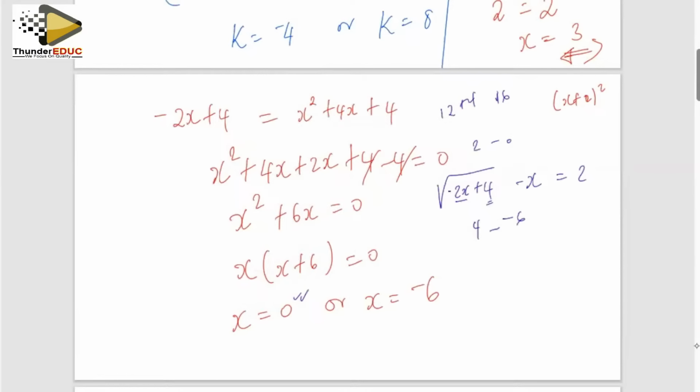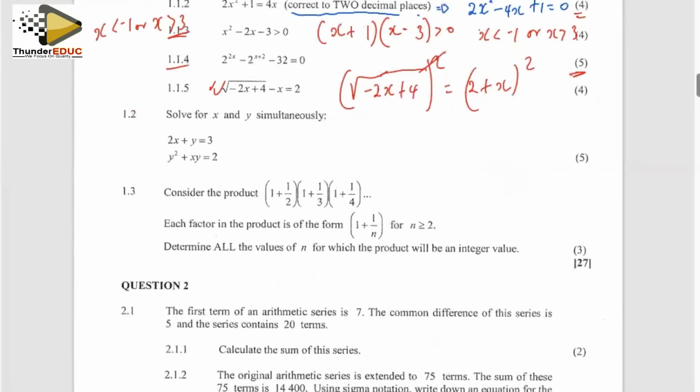10 is not the same as 2. So this one is out or not applicable. Just cross it out or just put NA, not a solution. Okay, this is not a solution. All right, so we've done the testing, so we qualify to get all the 4 marks.